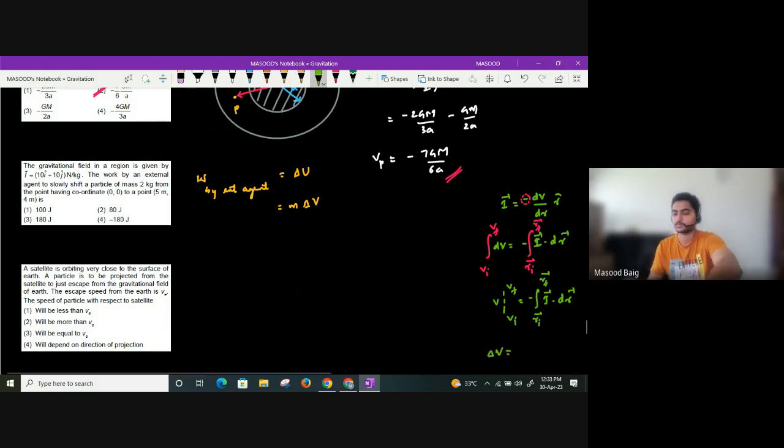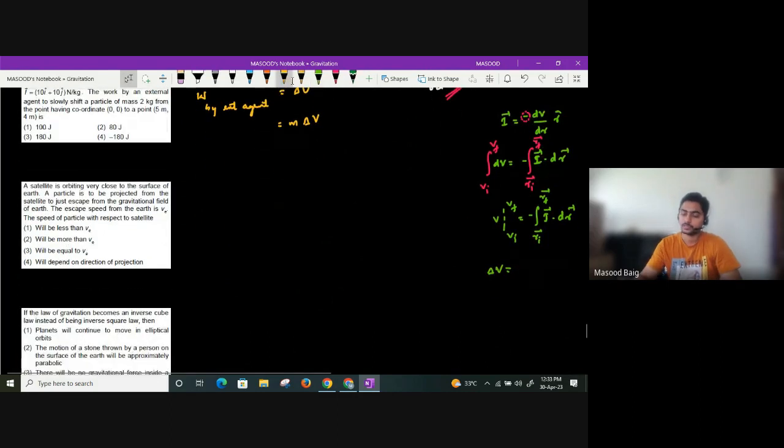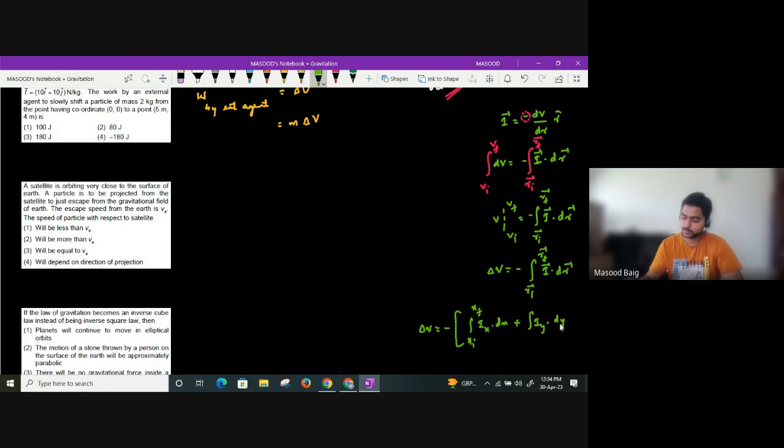So how can I write the potential difference? How can we obtain the potential difference? We can obtain it by performing integration. So I'll write minus the integral from some r initial to some r final of I bar dot dr bar. It's a very important case again, because the field has both an x component and a y component. So I can write the potential difference as minus the integral from x initial to x final of Ix dx plus the integral of Iy dy from y initial to y final. Clear?